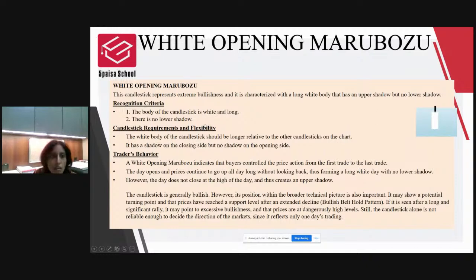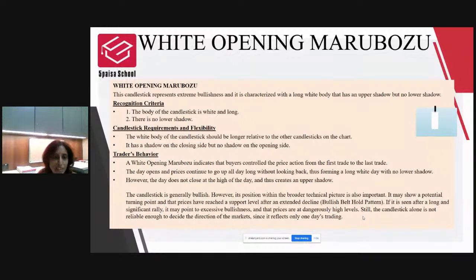Now, the body of the candlestick is white and long, and it has no lower shadow. So this is a good way to recognize it. And what kind of market behavior is projected? A white opening MARUBOZU indicates that buyers control the price action from the first trade to the last trade. Extremely bullish sentiment in the market.